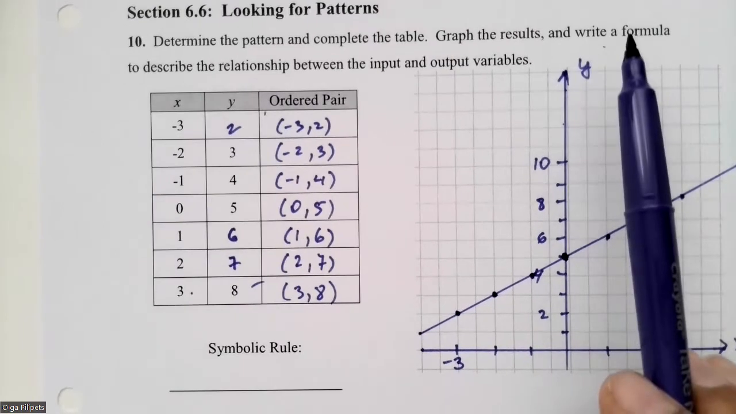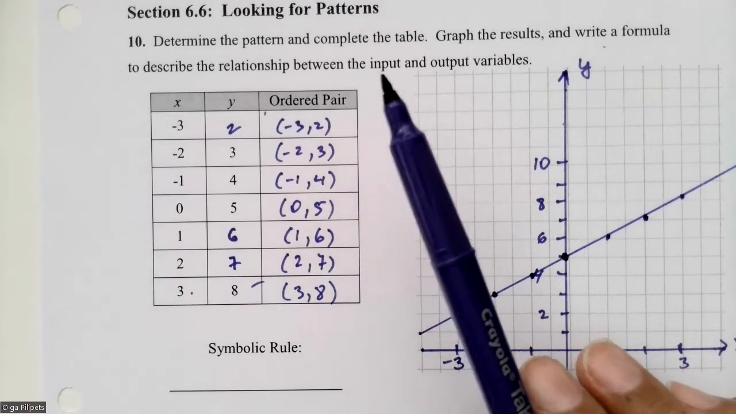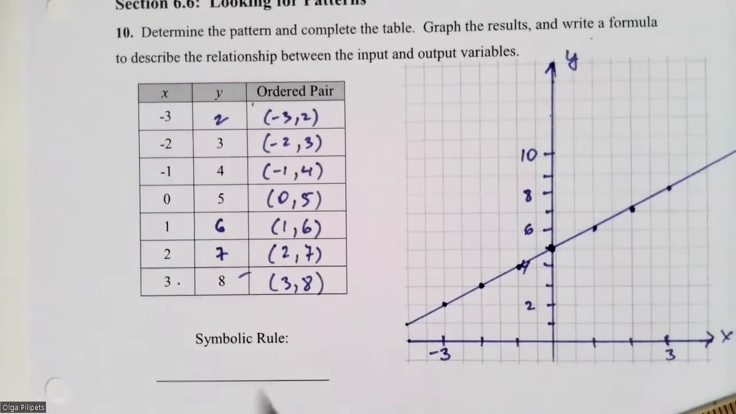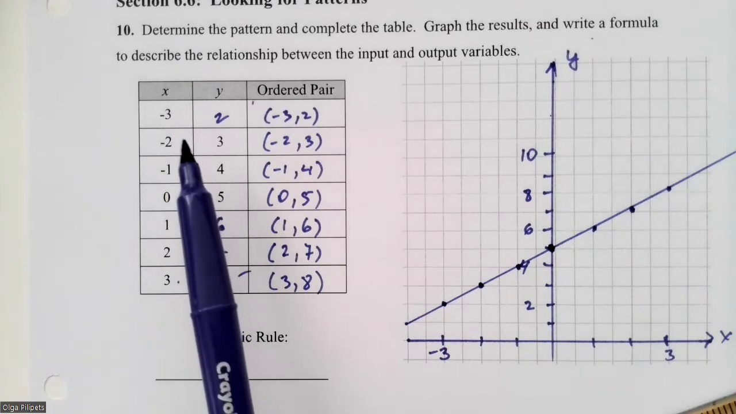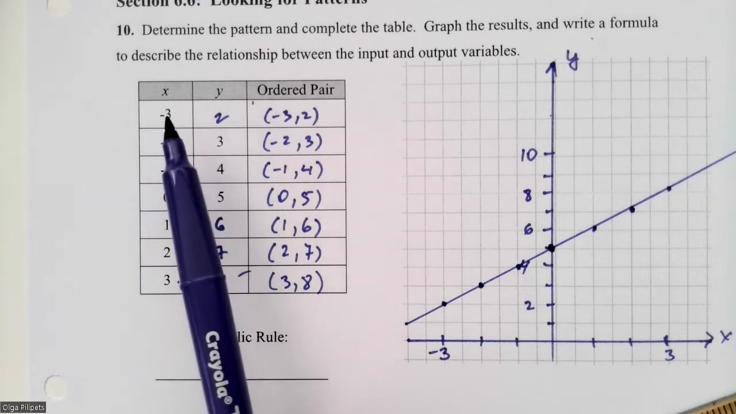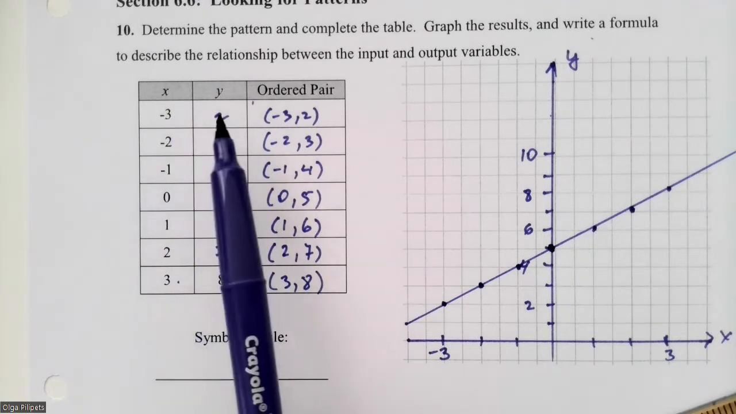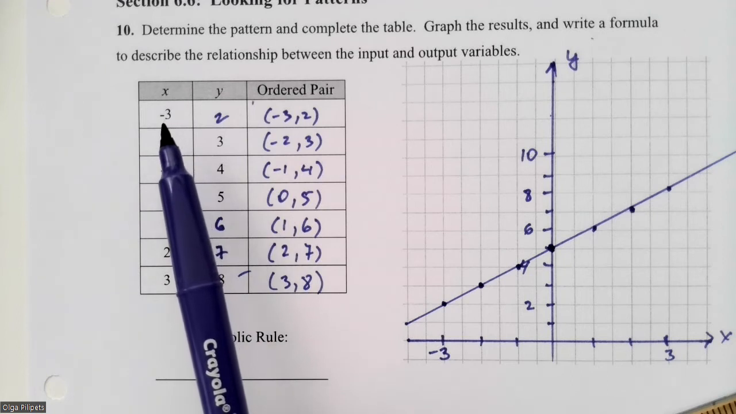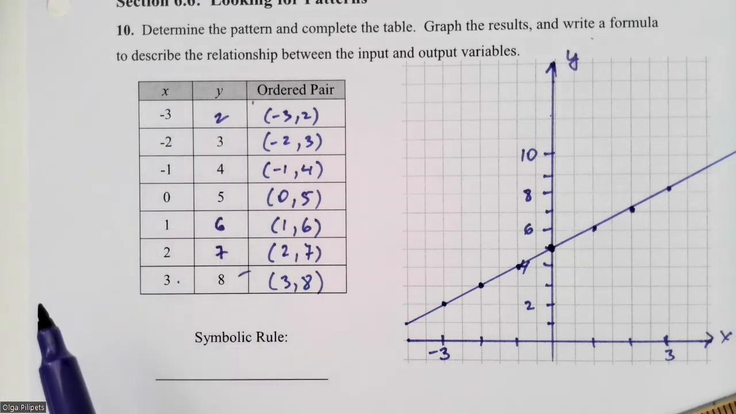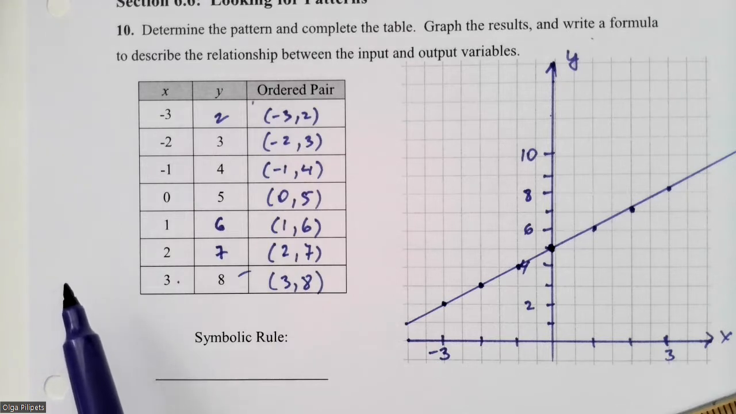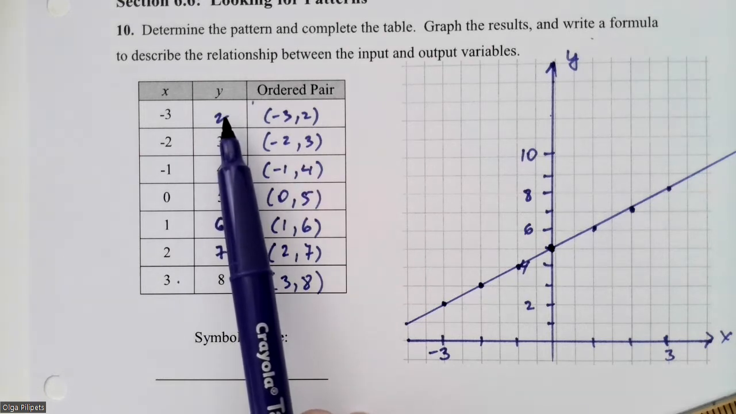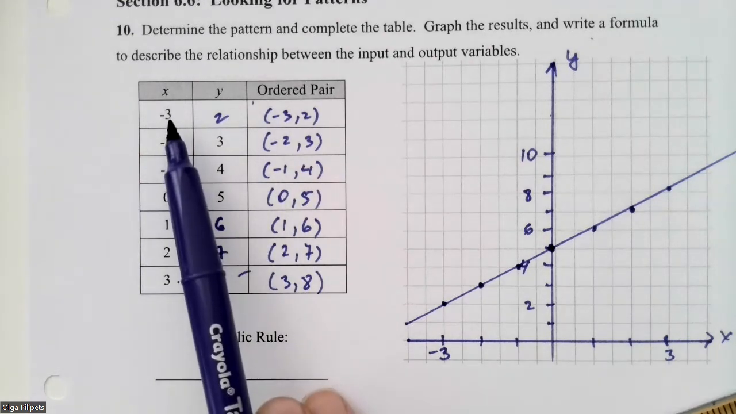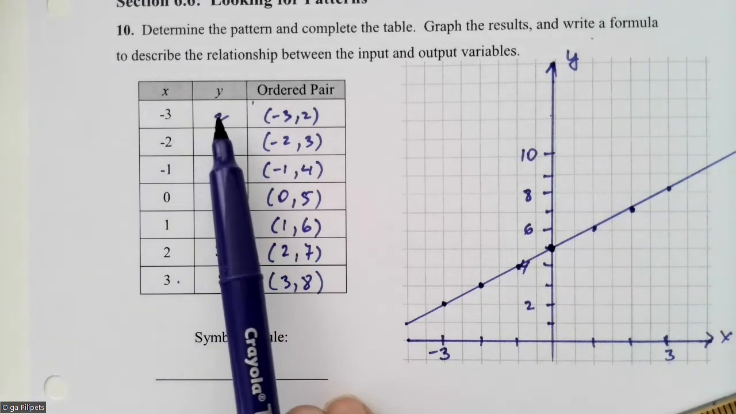Now they want us to write the formula to describe the relationship between the input and the output value. So in other words, what should we do to consistently take the x and get the y? So how do we convert -3 into 2? Someone may say, okay, we take it and we add 5 to it, right? If we take -3 and add 5, do we get 2? I'd say, yeah.